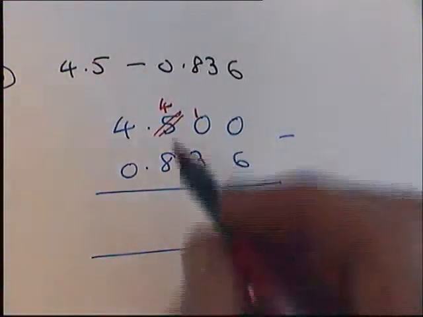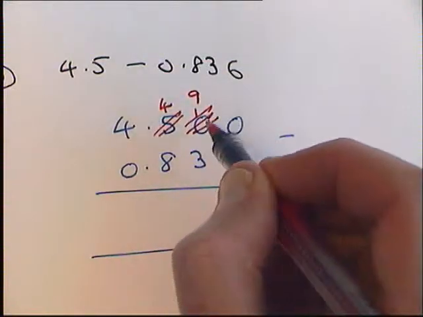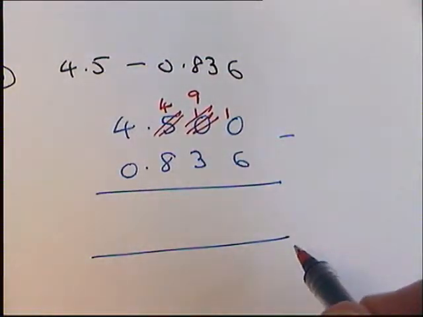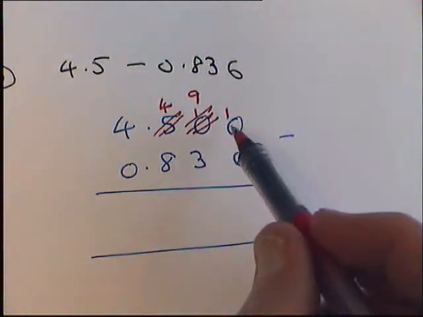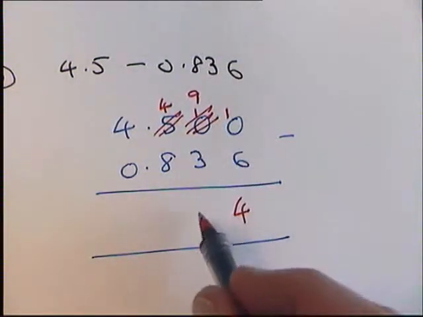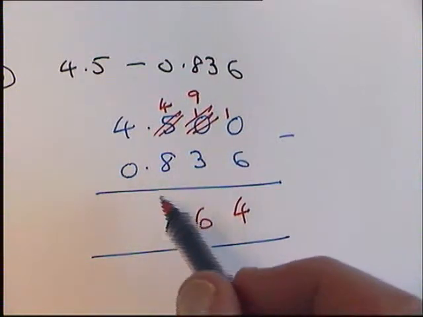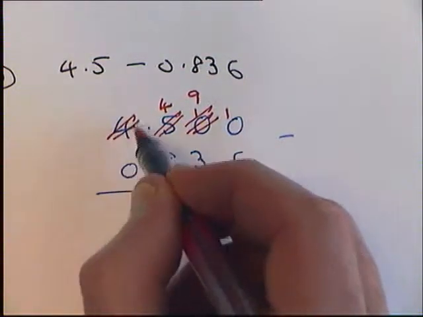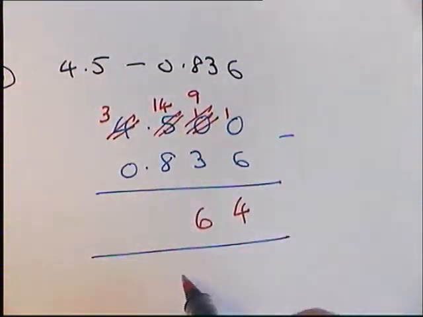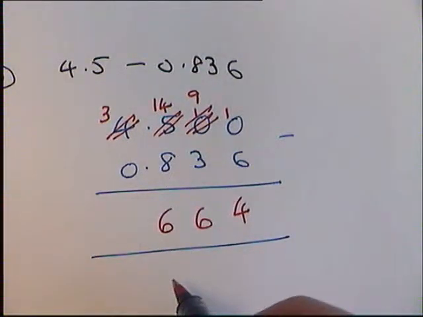Now that's a 10, I can borrow 1 from that 10, so that 10 gets scrubbed out and becomes a 9. I've reduced the 10 by 1, and the 1 I've borrowed goes over here. Now I've done my borrowing. 10 take away 6 is 4. 9 take away 3 is 6. 4 take away 8 I cannot do. I cannot take 8 away from 4. So I borrow 1 from here. That 4 goes down by 1 and becomes a 3. My borrowed 1 goes up here. This is now 14 take away 8, which is 6.